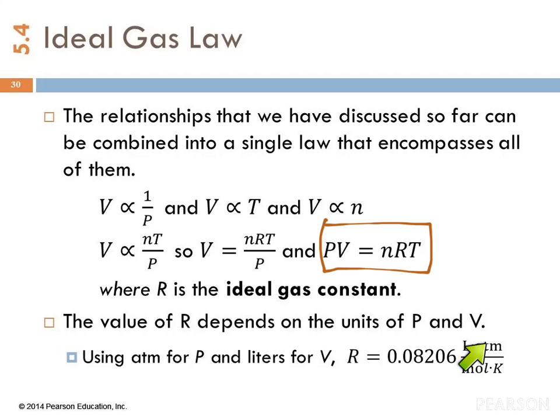The weird units are because these units need to cancel with the pressure, volume, number of moles, and temperature units. So they just left them all and they cancel out. And these units here tell us what units we need in our pressure, volume, number of moles, and temperature in order for things to work out. So we use atmosphere for pressure and liters for volume.